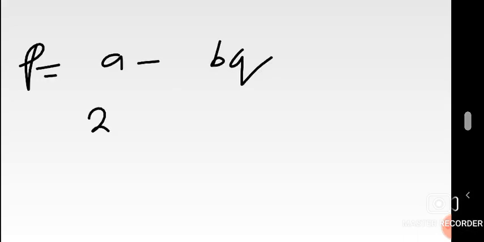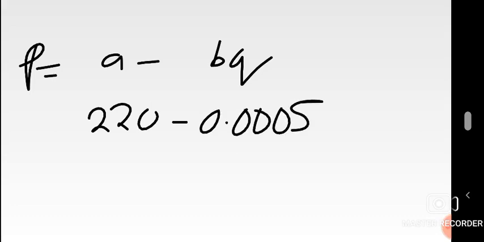Having known A, we can rewrite the demand equation, which is A minus BQ, as 220 minus 0.0005Q is equal to P. This is the equation for the demand now. You would wonder why I've put Q again. Well, what we were trying to do was make P the subject of the formula.